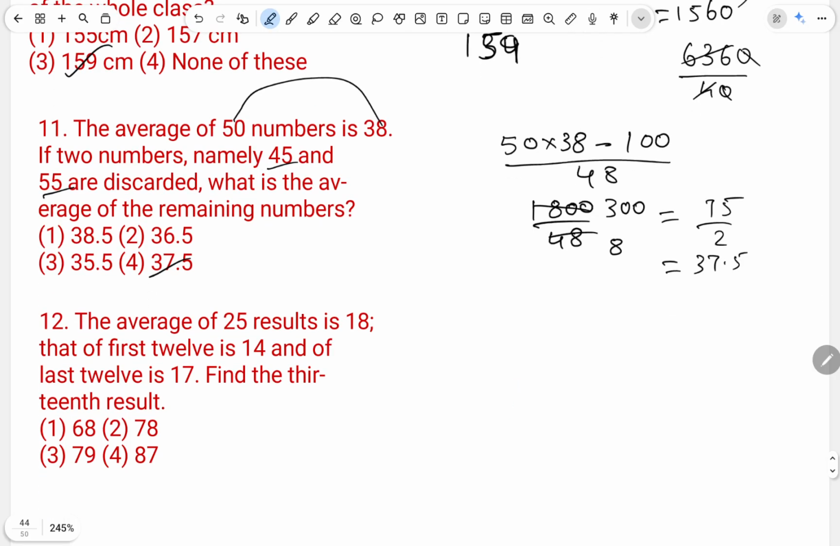The average of 25 results is 18. That of the first 12 is 14 and the last 12 is 17. First 12, last 12 means one number is missing.